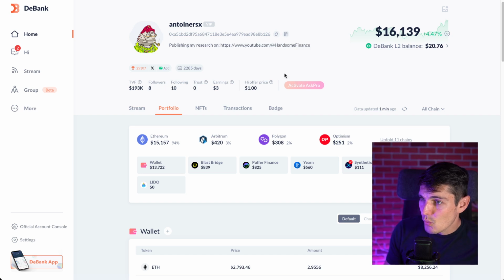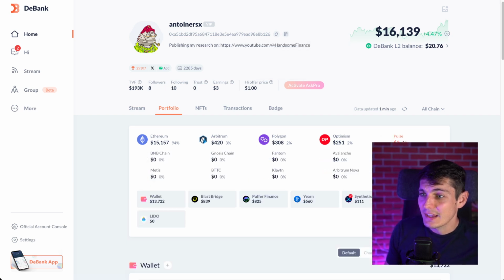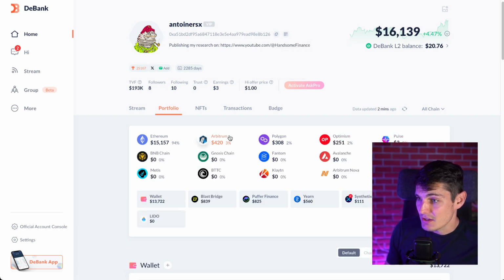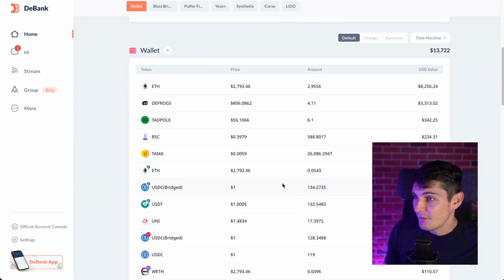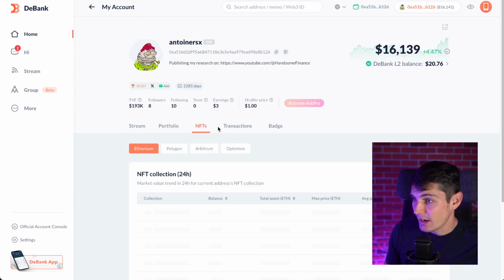For example, on one of my wallets here, I can see the 11 different chains and all the ones that I use. I didn't use Base chain. I didn't use Celo and all those ones. But the first few ones I did. I can see everything in the wallet. You can check the NFTs, the transactions.